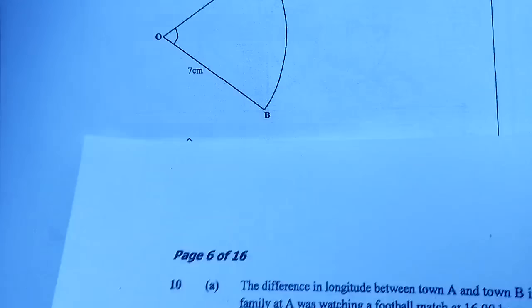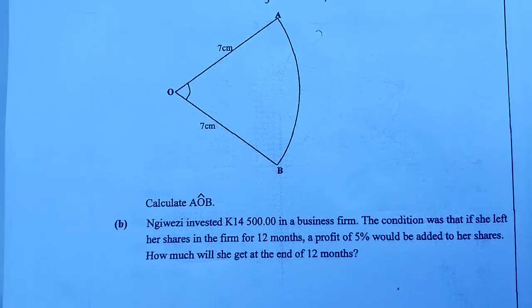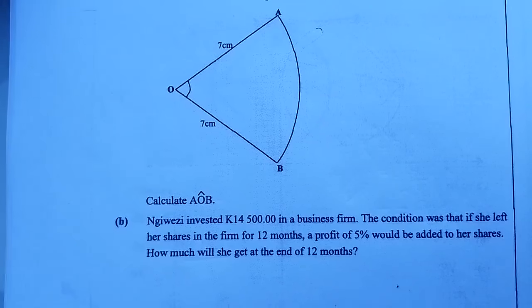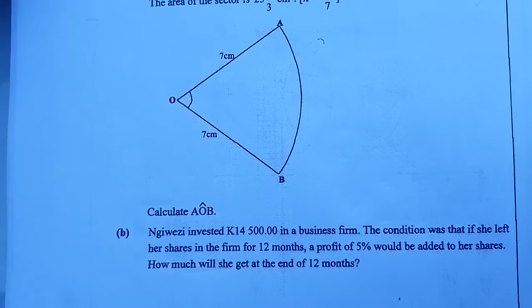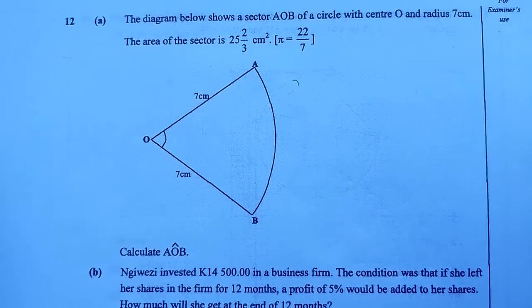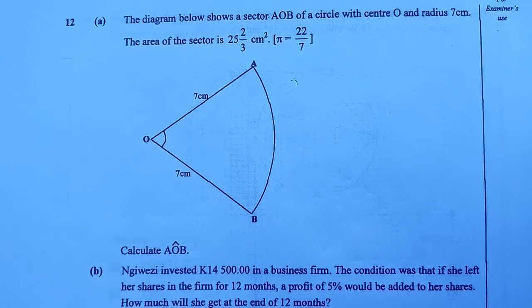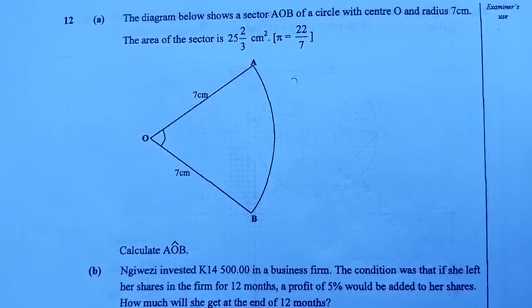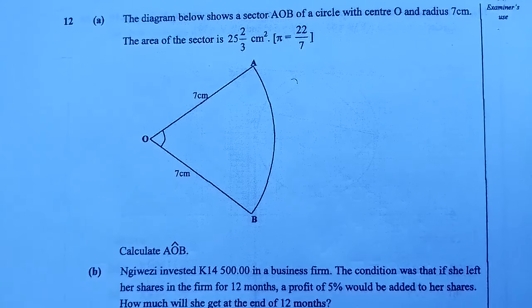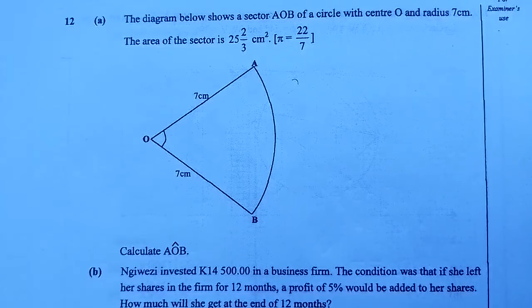So we go to this question. This is question number 12. How can you work out this? What are you told? So the diagram below, this is how the question is.